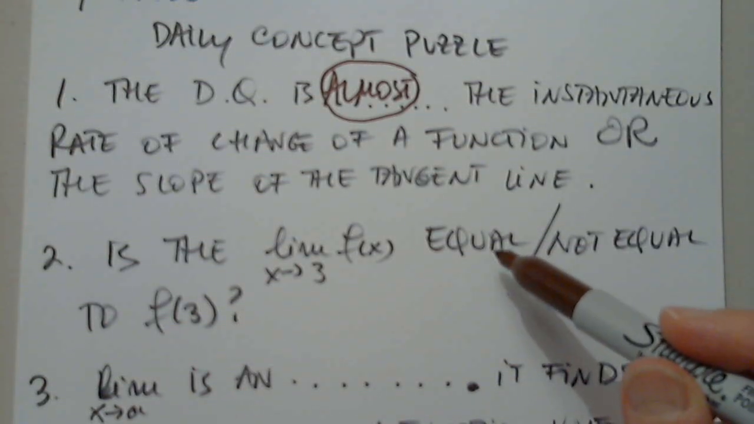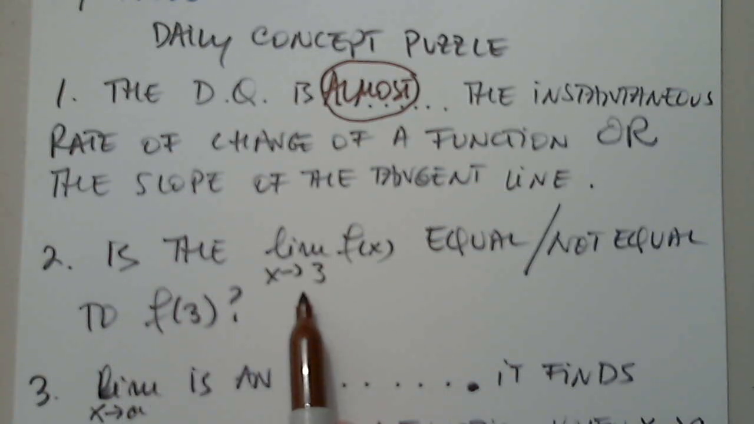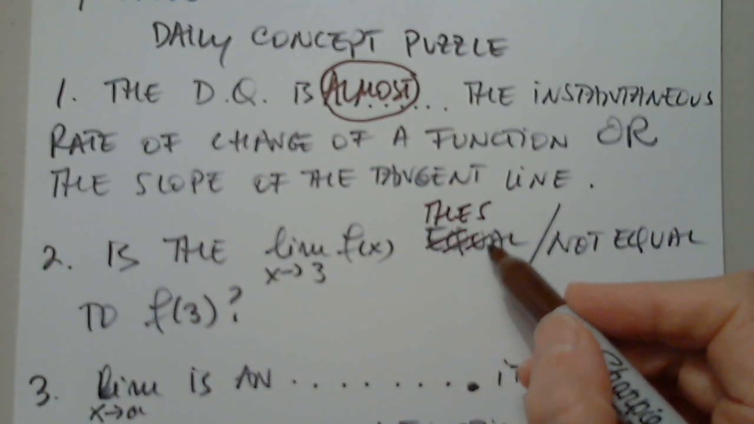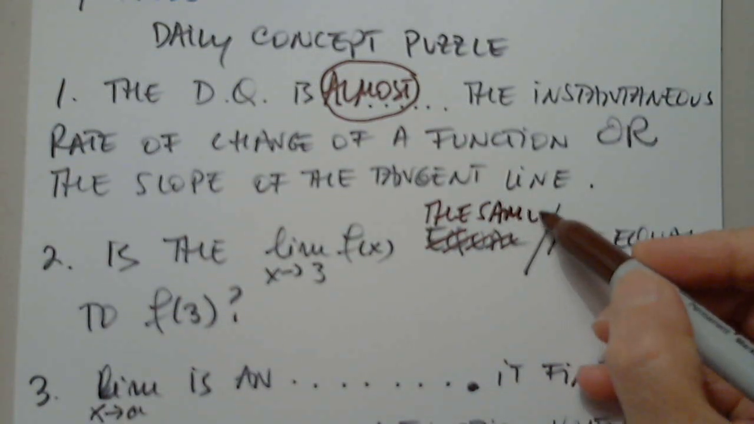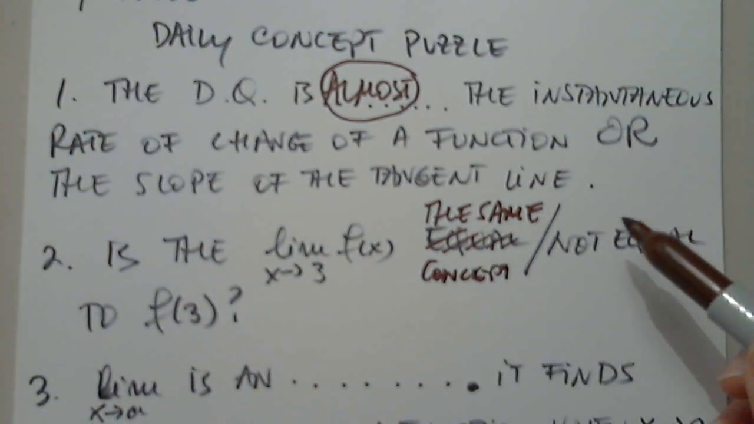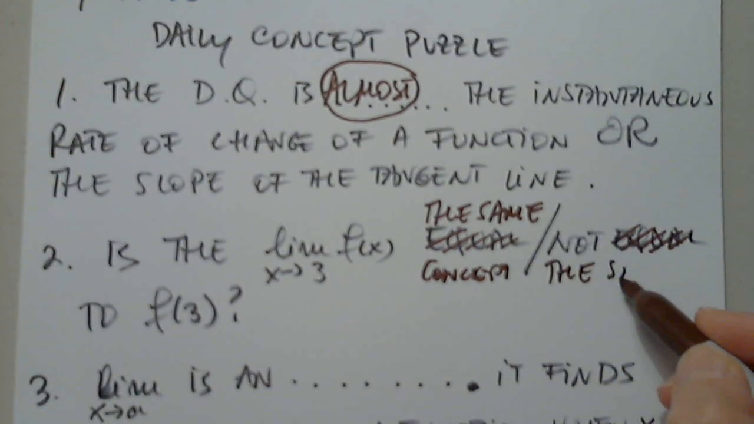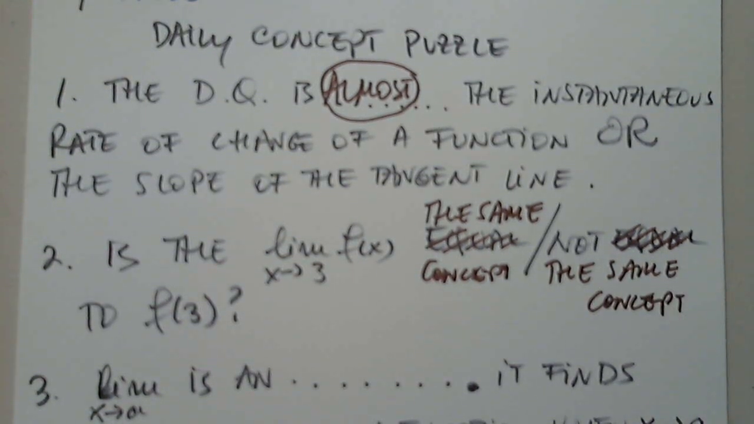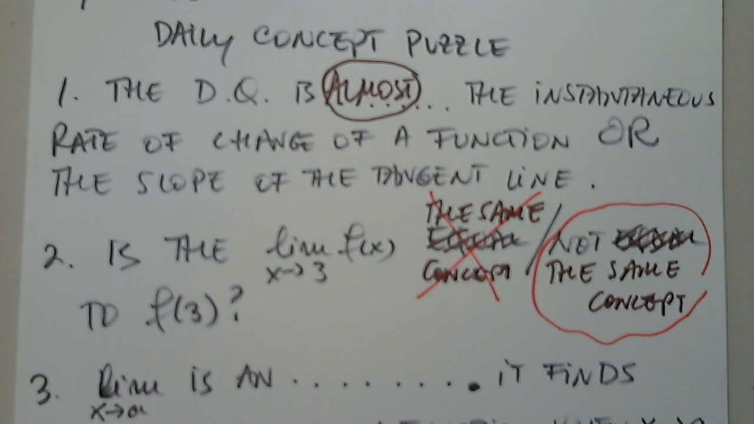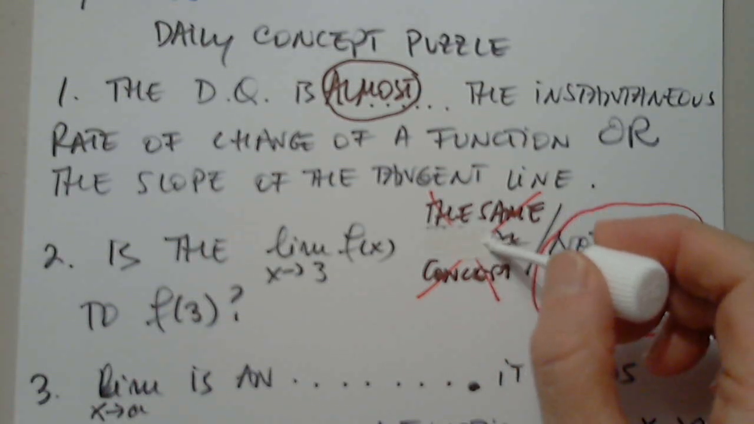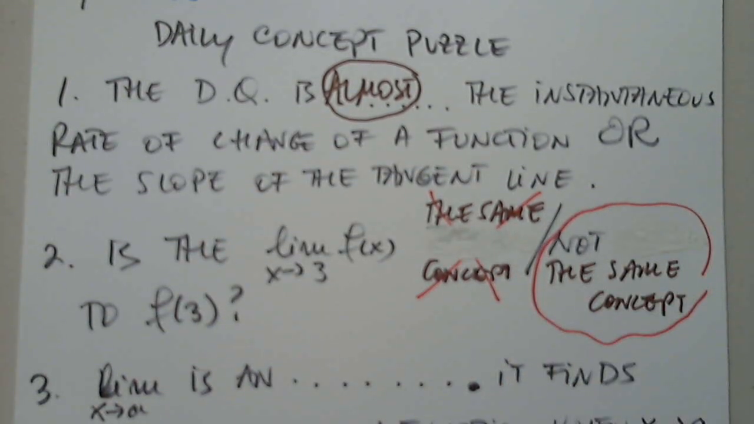So maybe I shouldn't use the word equal. Maybe that's what is confusing. Is the limit the same concept or not the same concept to f of 3? Not the same. Exactly. Not the same. I should have said concept because it's much broader and clearer. My fault. So I'm just going to get rid of this, so there is no confusion whatsoever. Because that was slightly confusing. I have to agree with you. Thank you.